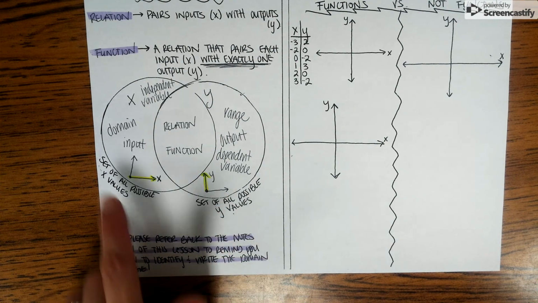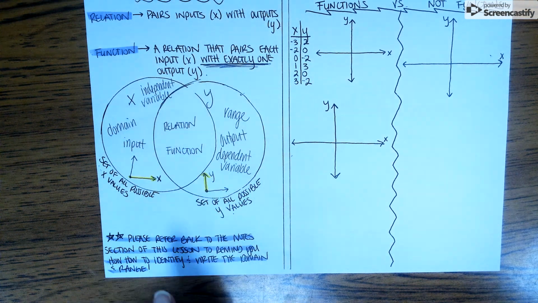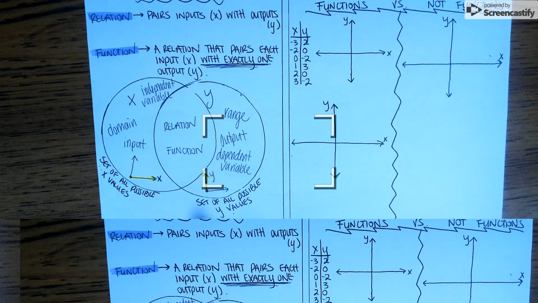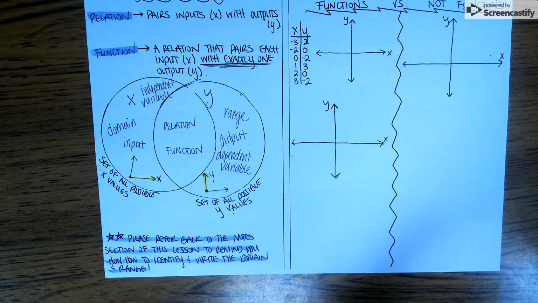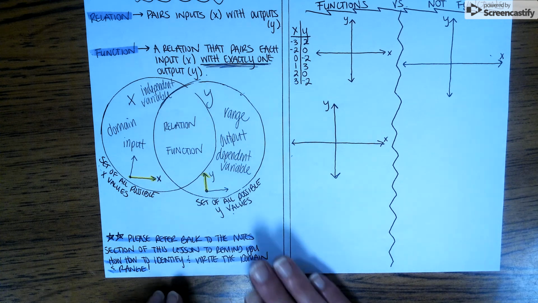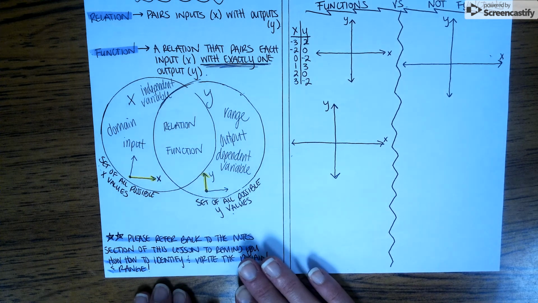So please make sure you have a good understanding of these words before you go back and look at how to identify the domain and range. Because what happens is our brain likes to play tricks on us, and when we're looking at a graph, we can get all sorts of confused as to what exactly we're looking at in order to identify the domain and range.